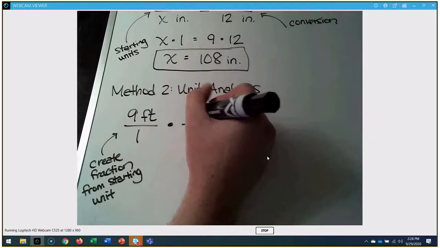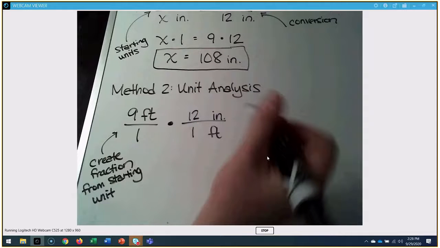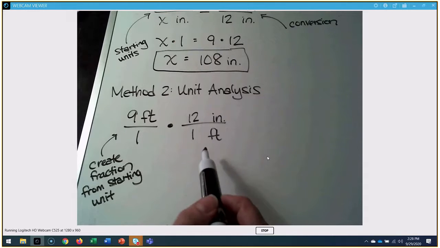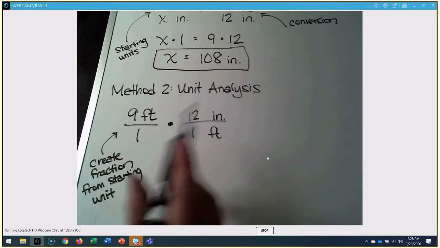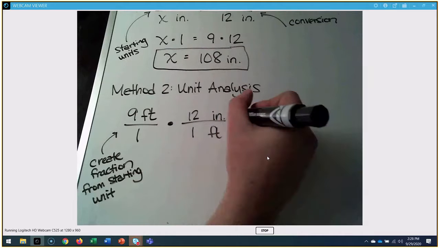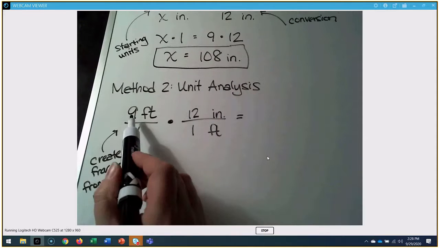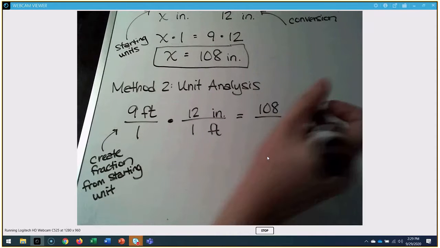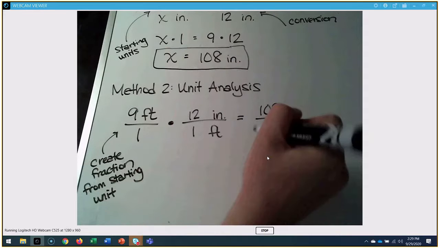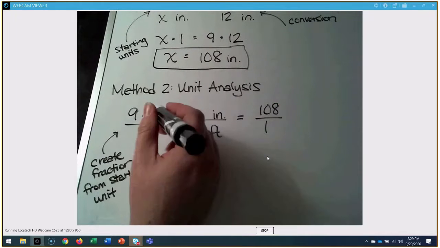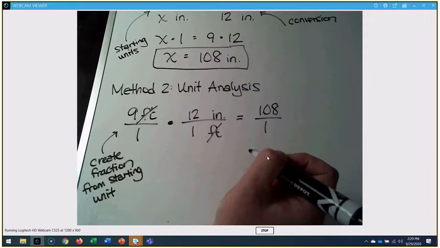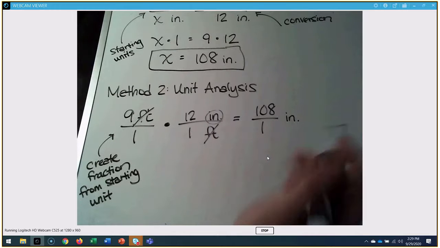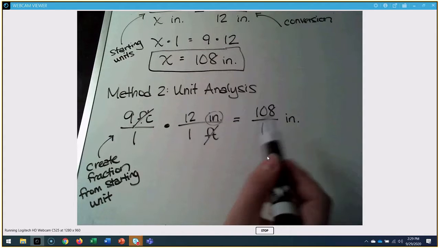So the 12 inches and the 1 foot haven't changed, but the location that you place them in is a little bit different. So now I'm going to go straight across. 9 times 12 is 108. And 1 times 1 is just 1. The feet just canceled because they were diagonal. And inches is all that's left, so that gets retained in the answer now. And now to simplify this, this would just be 108.